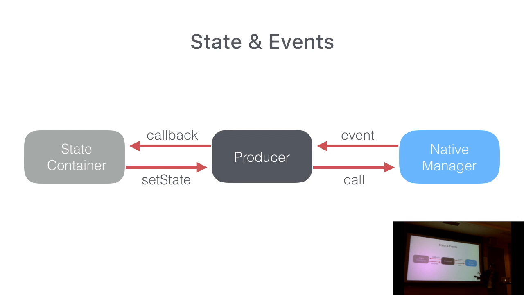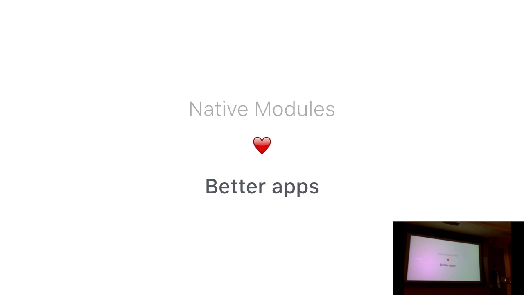That there is the state container that contains the state. This is our play queue. You call set state, and the producer that's producing side effects calls into the native layer, the native manager, that performs some changes, and then through the event layer back to the producer. These are the callbacks that are working in React Native. And the cycle was supposed to be a cycle, but to be honest, I couldn't make it, so I made it that way. Anyway, that cycle repeats, and essentially, native modules help us write better apps.